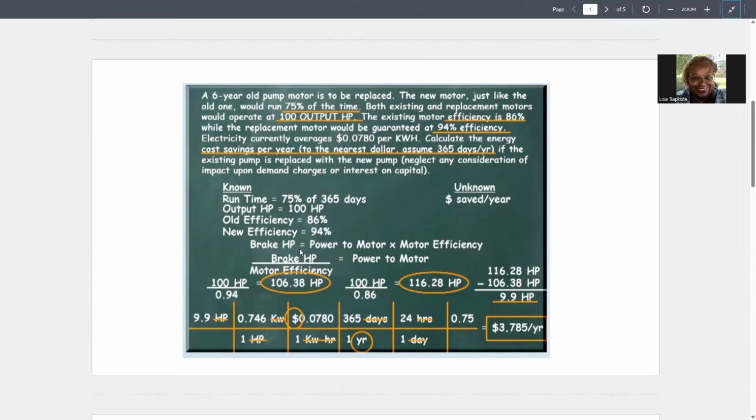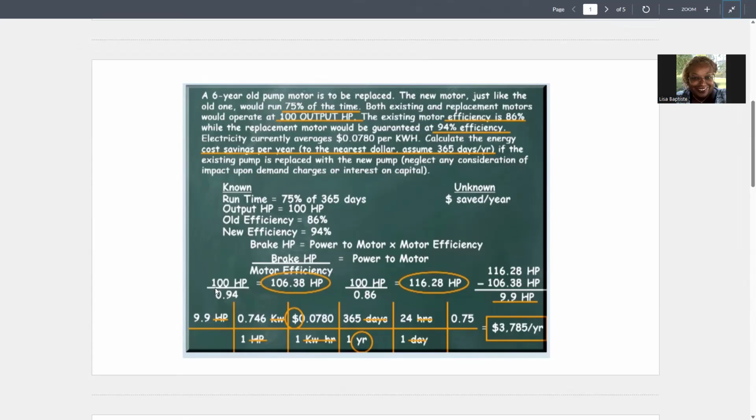The brake HP is equal to the power to motor times the motor efficiency. And then we can rearrange that to solve for power to motor. So power to motor is the brake HP over the motor efficiency. What we're looking for is the dollar amount that we save per year. So first we want to find out our power to motor.